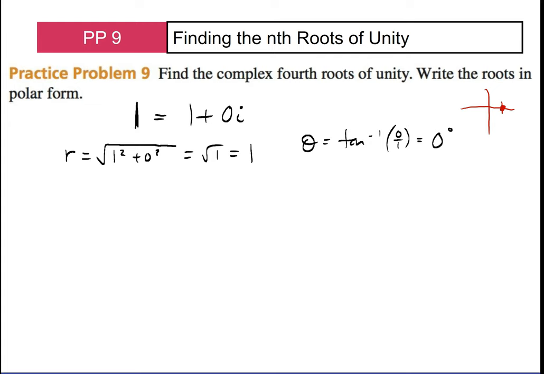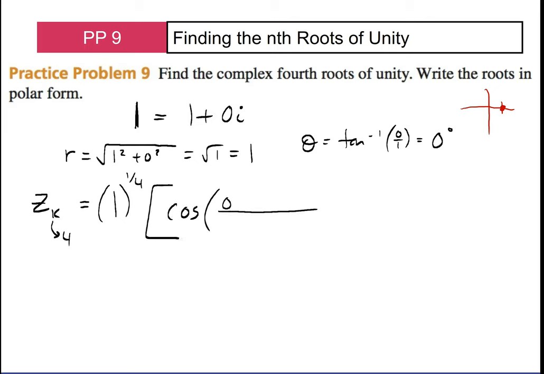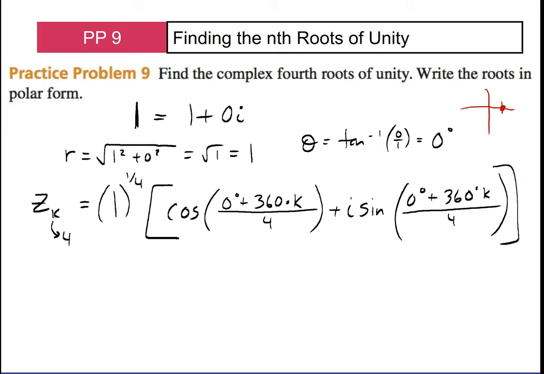All right, let's go for it here. So let's write the general form here. Z to the k value is going to be 1 to the 1/4, because k is 4. That's going to be cosine of 0 degrees plus rotations of 360 times k all over 4. There's the general form. And then we're just going to do iterations of k. How many times? Well, we're going to use 0, 1, 2, and 3. That's what we want to use in order to get those groups or roots of unity.